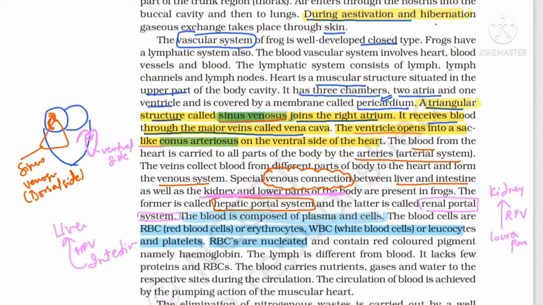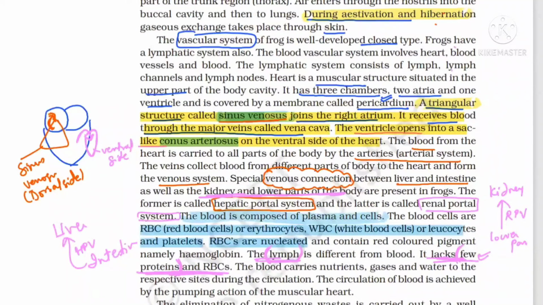Now you know very well, we studied in the circulation chapter, what is lymph? Lymph is nothing but blood plasma without protein. So lymph is different from the blood. It lacks a few proteins and RBC. So they can frame the question, smaller proteins can be present. Yes, smaller proteins can be present, because we are not saying all proteins are absent. Big proteins are absent. Small proteins can be present in the lymph. Is it clear? So lymph is the one which contains small proteins.